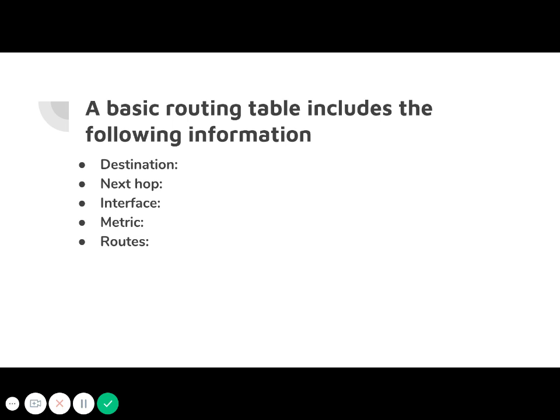So a basic routing table includes the following information: a destination, which is the IP address of the packet's final destination; next hop, which is the IP address to which the packet is forwarded; interface, which is the outgoing network interface the device should use when forwarding the packet to the next hop or final destination; metric, which assigns a cost to each available route so the most cost-effective route can be used; and routes, which includes directly attached subnets, indirect subnets, and default routes to use for certain types of traffic.